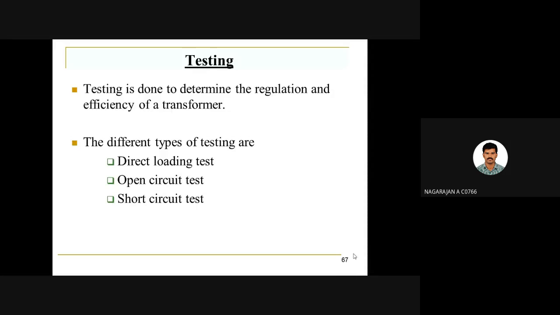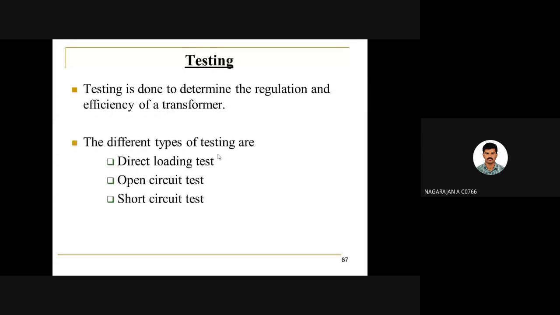In the last class, we stopped at the direct loading test of a transformer. These are the list of tests that we are going to perform in the laboratory as well. The tests are the direct loading test, which is otherwise called the load test of a transformer, and the other two are the open circuit test and the short circuit test.